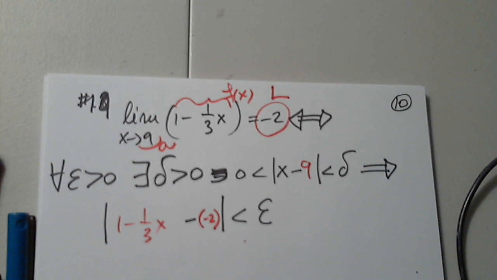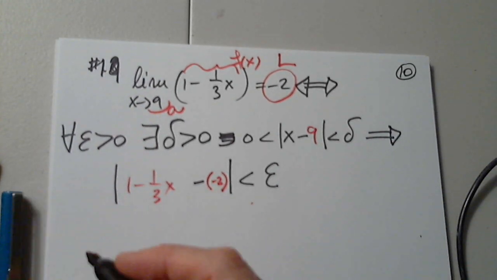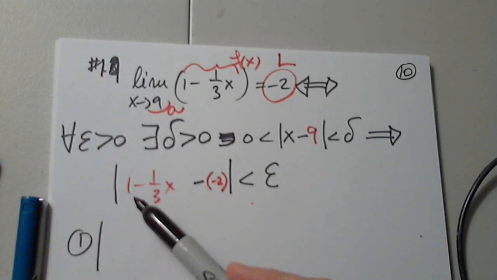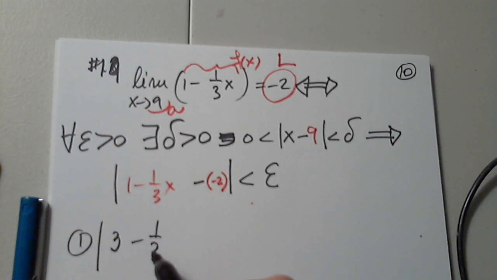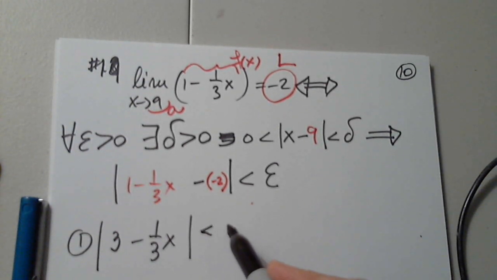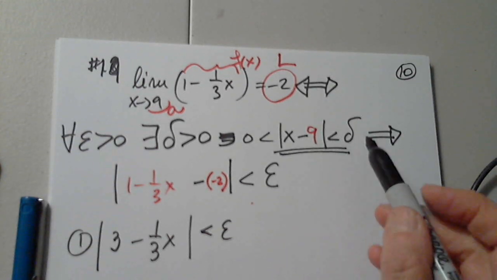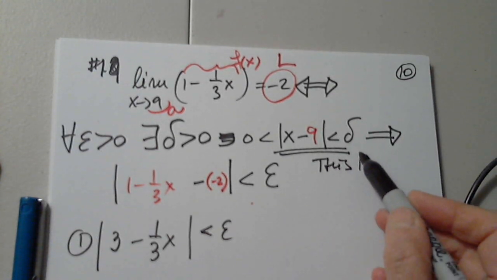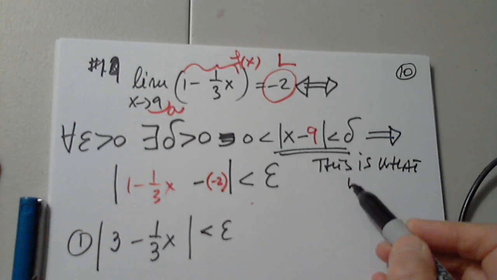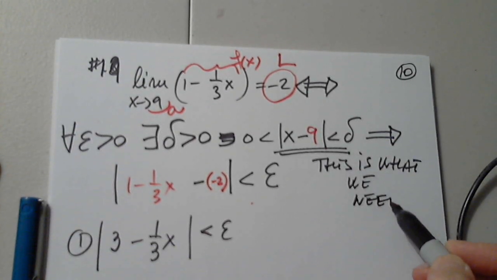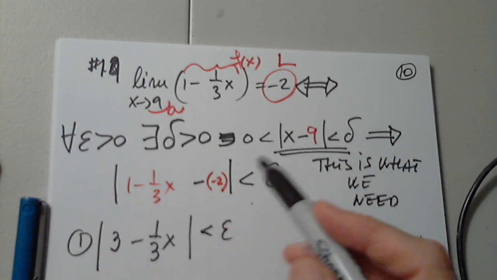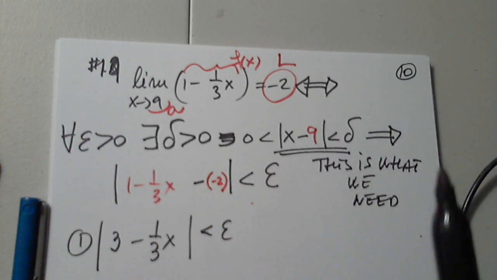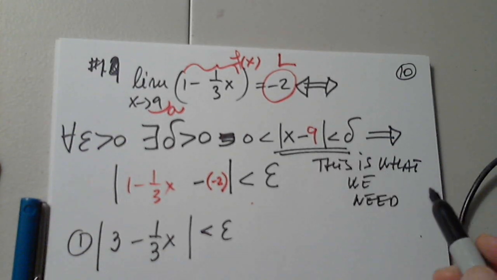Good. So we start from the end. And we have 1 minus negative 2, which is positive 2. So 1 plus 2, this will be 3, minus 1/3 x, the absolute value, less than epsilon. Remember, this is what we are after. This is what we need. On the left-hand side, I need to have the absolute value of x minus 9, not 9 minus x. I have to have the same thing.